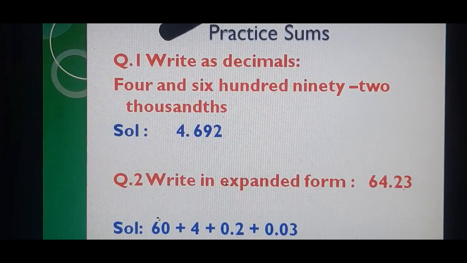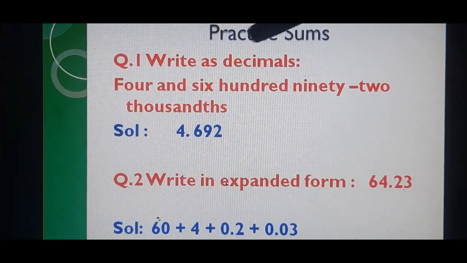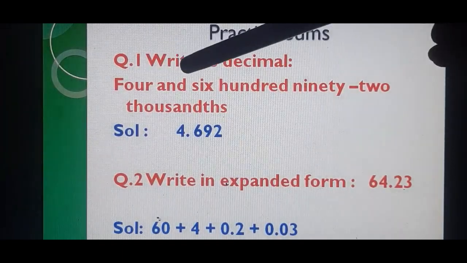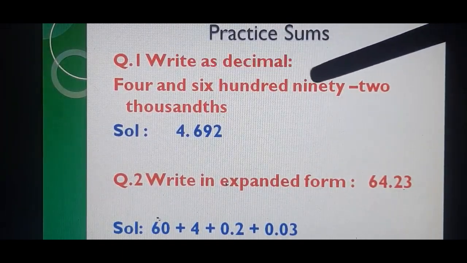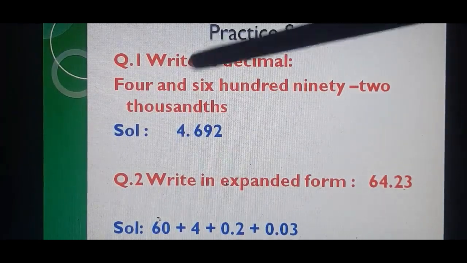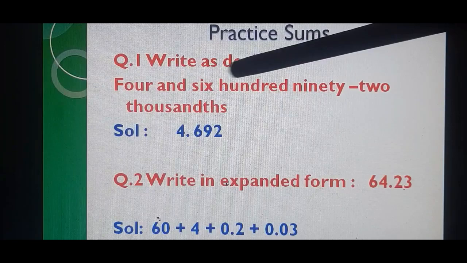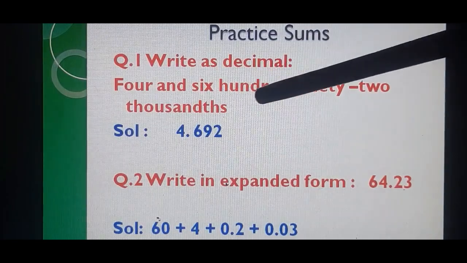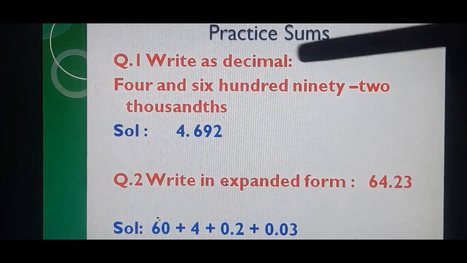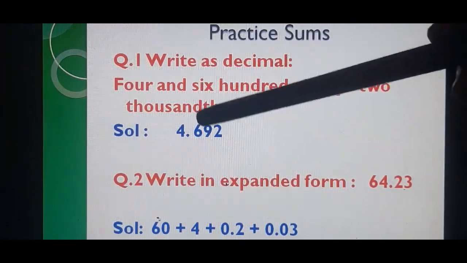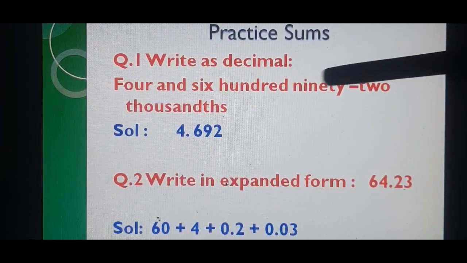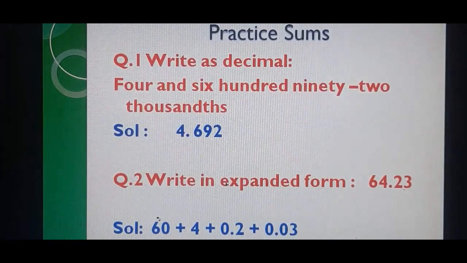Our first practice sum is: write as decimal. 4 and 692 thousandths. 4 is the whole number part and 692 thousandths. So 4 decimal 692. 692 thousandths means 6 is at the tenths place, 9 is at the hundredths place and 2 is at the thousandths place.